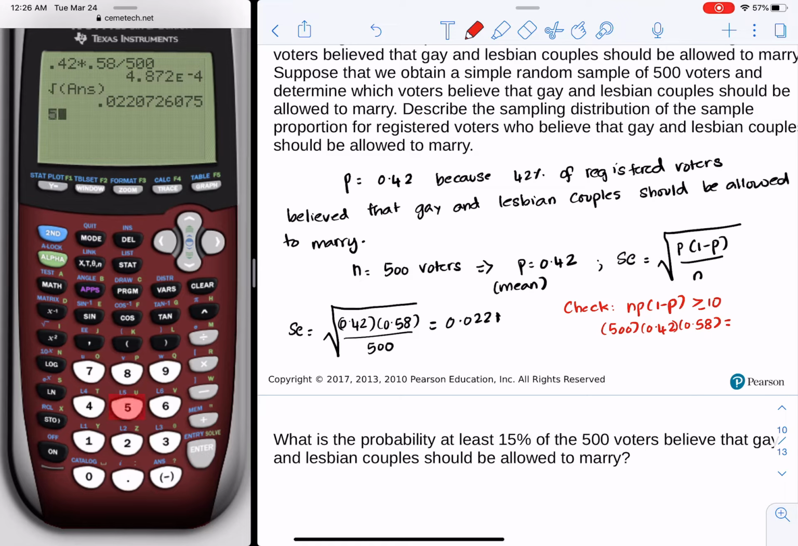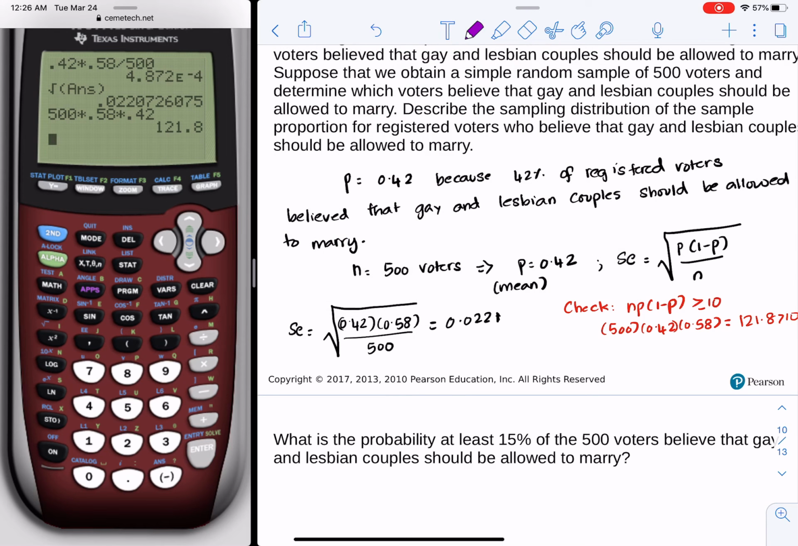So that value is 121.8, definitely greater than 10. So we can go with a normal distribution assumption. So what is our conclusion?